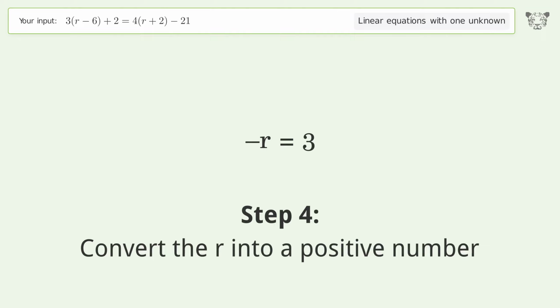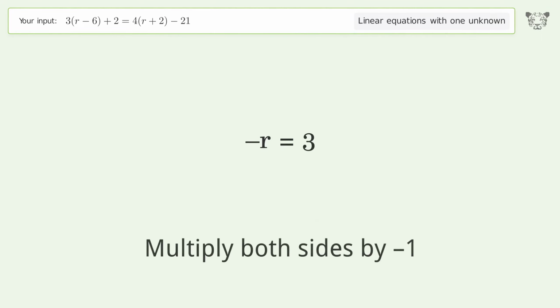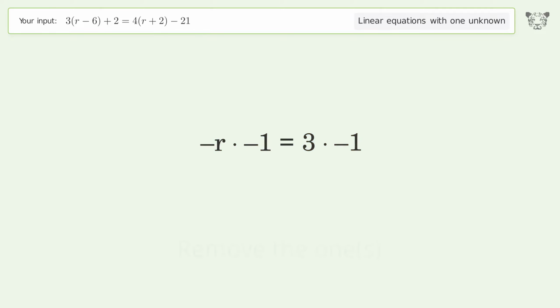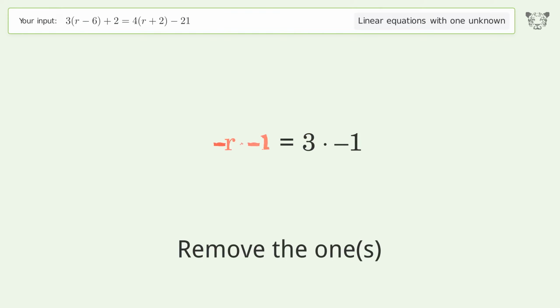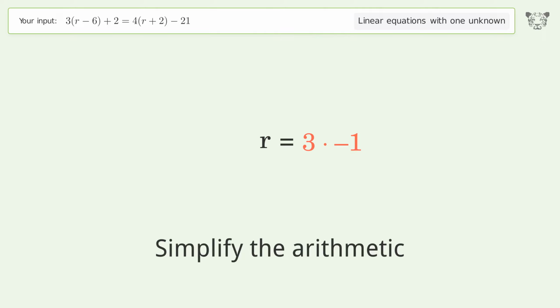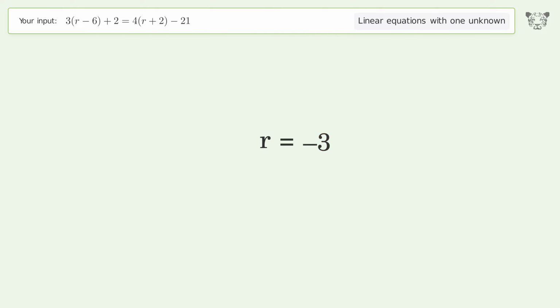Convert the r into a positive number. Multiply both sides by -1. Remove the ones. Simplify the arithmetic. And so the final result is r equals -3.